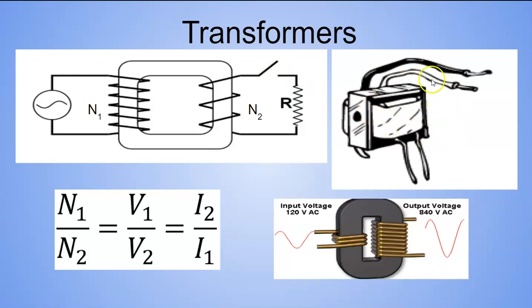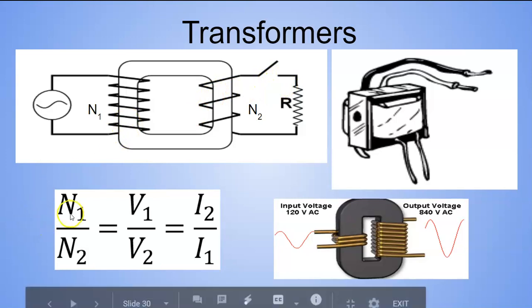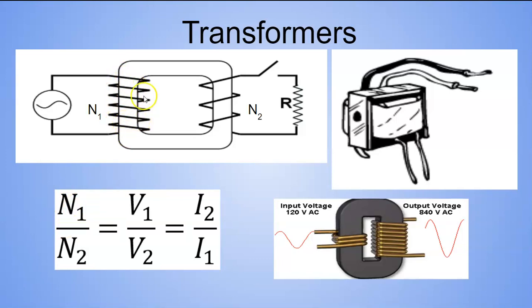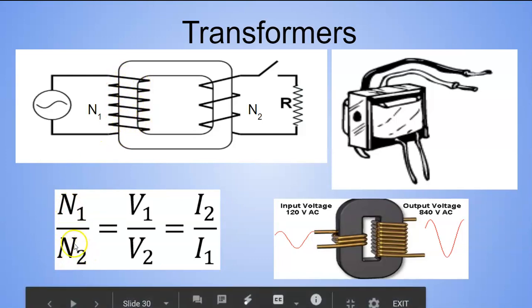A transformer in practice usually looks something like that. It's a little boxy thing with a bunch of wires wound up here, and you've got some wires that come off to make all those connections to the AC power and to your phone charger, whatever this is running. Okay, but here's what you need to know about it formula-wise. N1 is the number of turns on the primary side. N2 is the number of turns on the secondary side. So N1 would be 6, N2 is 3. And when I put 6 over 3, that tells me what's going to happen with the voltage and also with the current. And in practice, you can use any two parts of that, any two fractions of that you want.